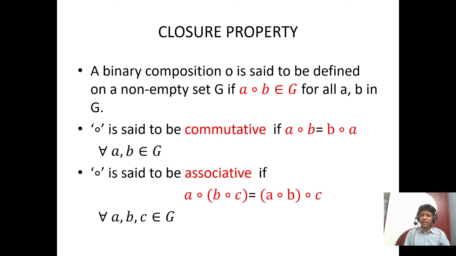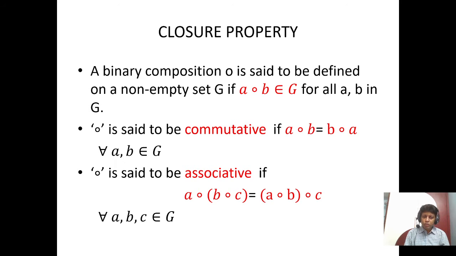Now let us explain the closure property. A binary composition circle is said to be defined on a non-empty set G if a circle b belongs to G for all a, b in G. So if a, b belongs to G implies a circle b belongs to G, then the binary composition is said to be closed. Then the set G is said to be closed under the binary composition circle.